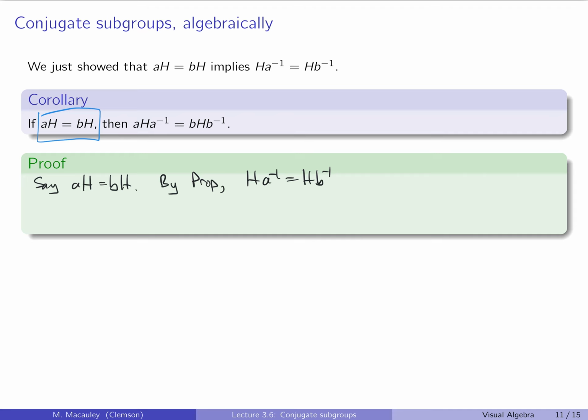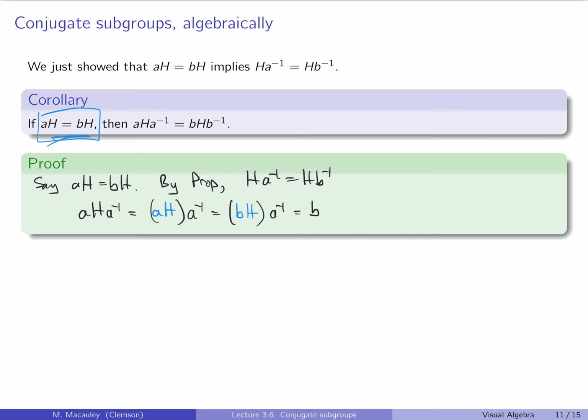Let's start with A inverse. And let's write this as A H times A inverse. And by this equality up here, I can write this as B H A inverse. Do you see what we're doing?